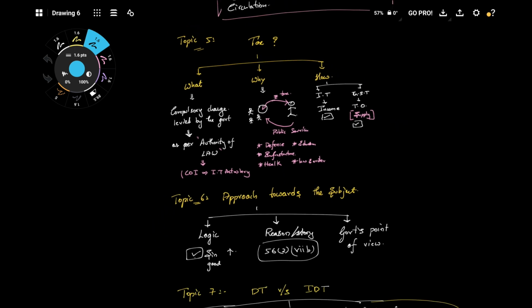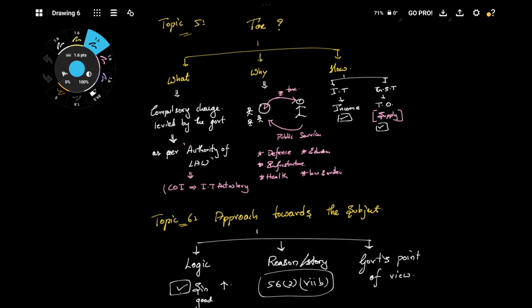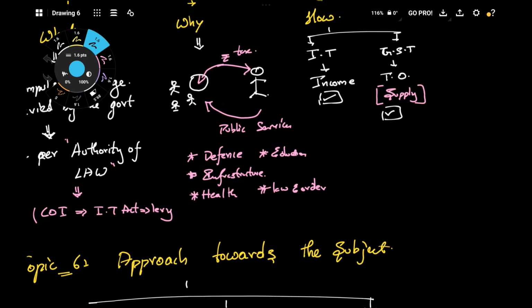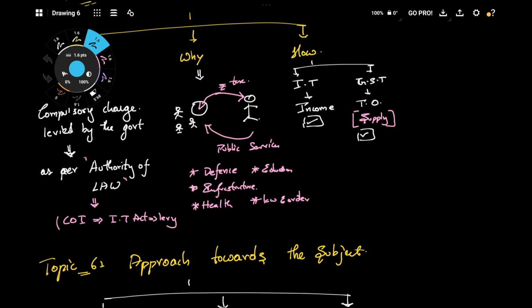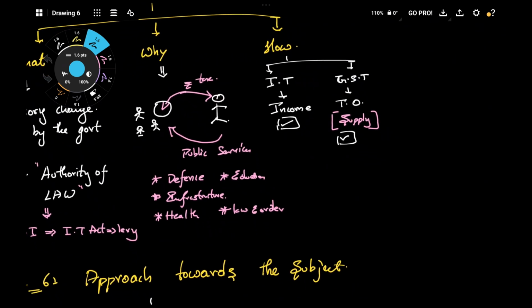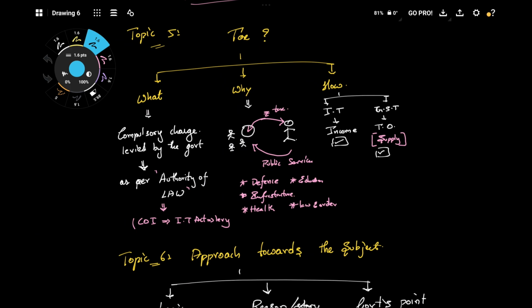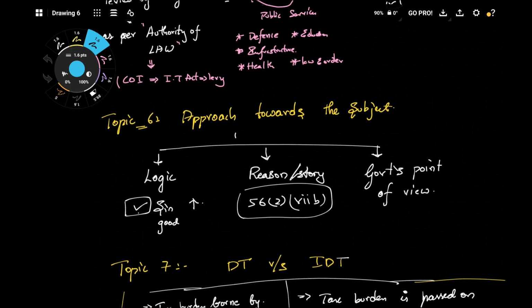And what is tax? What is tax, why tax, how tax? Tax is a compulsory charge levied by authority of law. Why is tax? For public services, tax is required. How is tax? Basically, in order to compute income in case of income tax and turnover in case of GST, that is supply, we'll have the whole of our subject and we'll learn them in our subjects.